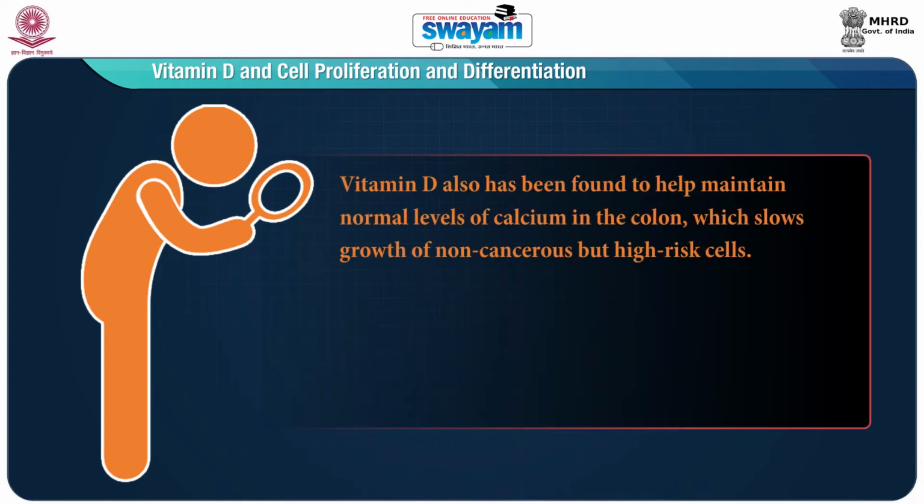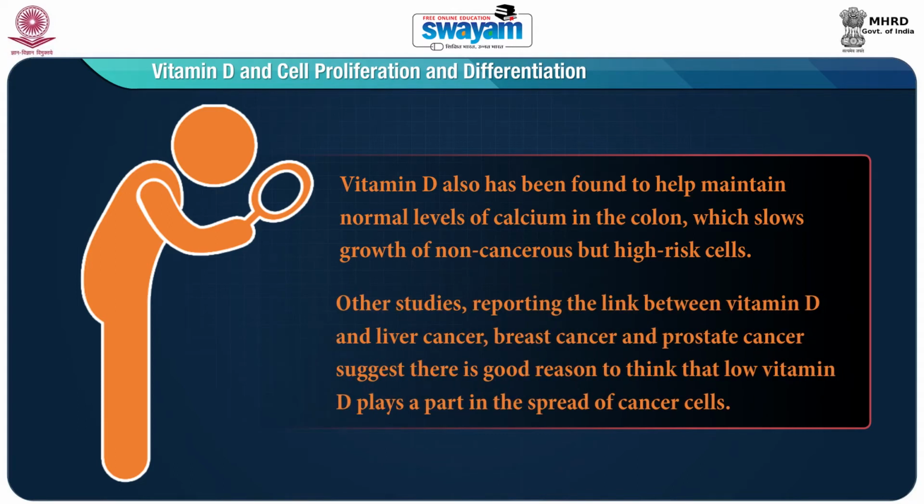Vitamin D also has been found to help to maintain normal levels of calcium in the colon, which in turn is found to slow the growth of non-cancerous but high risk cells. Other studies reporting the link between vitamin D and liver cancer, breast cancer and prostate cancer suggest that there is a good reason to think that low vitamin D plays a part in the spread of cancer cells.